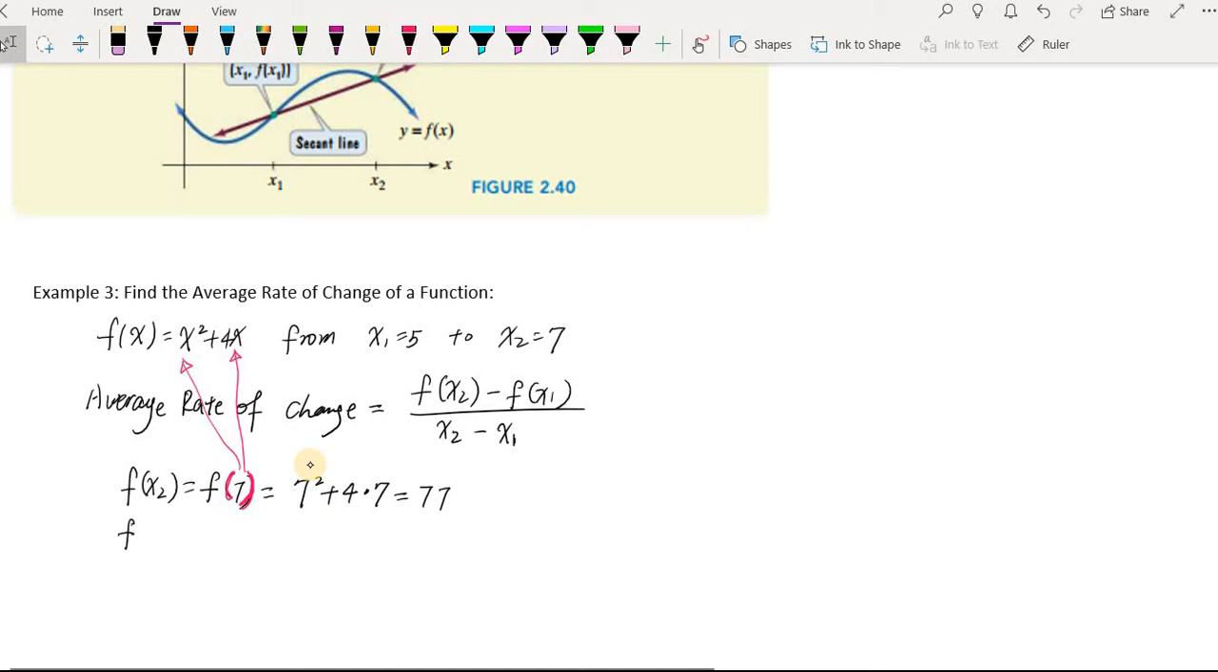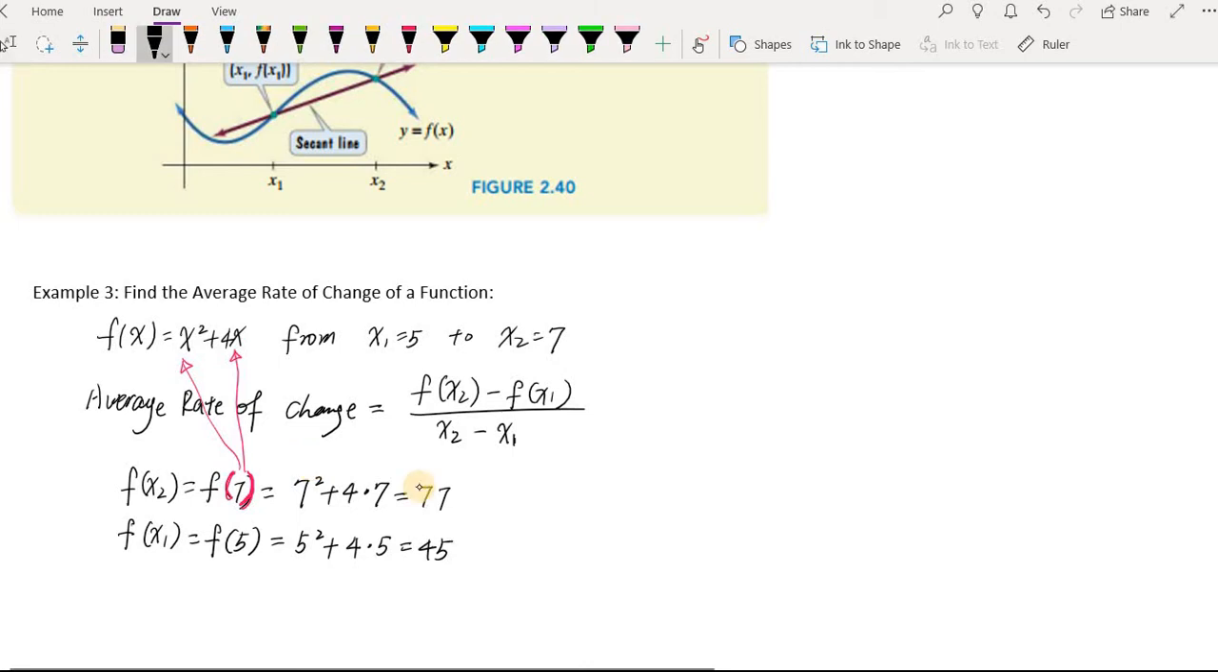The same thing, we need to find f of x1. So we know x1 was 5, so it's f of 5. So again, you do the same thing. That will be 5 squared plus 4 times 5. You're going to have 25 plus 20, that is 45.